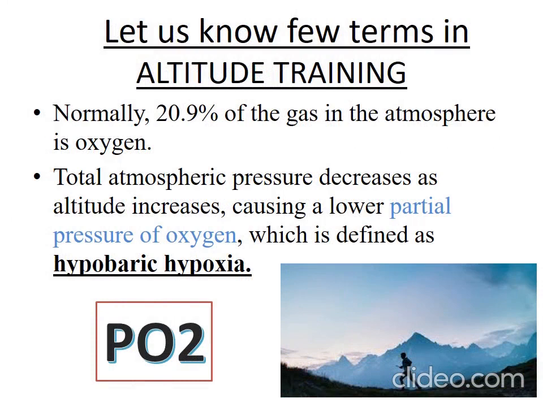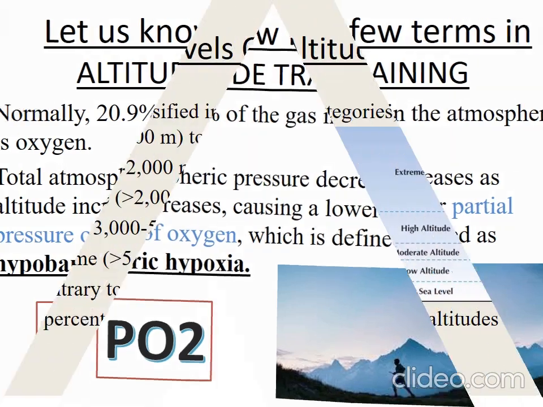So now let us know a few terms in altitude training. Normally 20.9% of the gas in the atmosphere is oxygen. Next, the total atmospheric pressure decreases as the altitude increases, which leads to a lower partial pressure of oxygen, which is defined as hypobaric hypoxia. Partial pressure of oxygen is denoted by PO2.